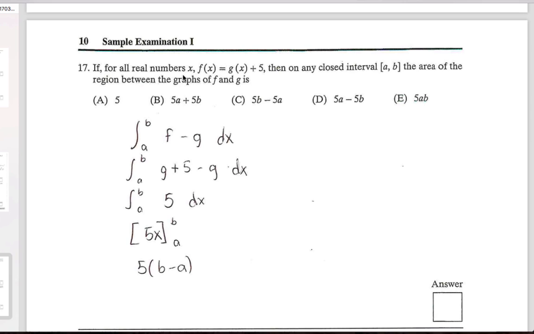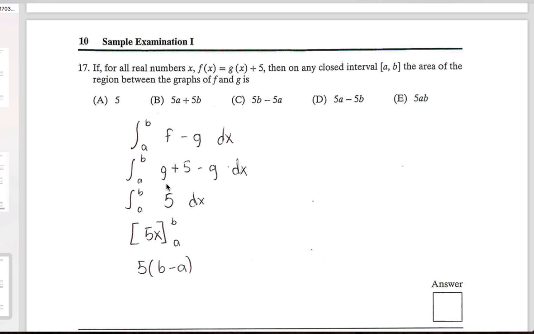Number 17, they give you this f of x curve is g of x plus 5, and they say find the area between f and g. Now, you know you have to do top curve minus bottom curve. If you know that f is g plus 5, obviously the f is on top. The f is actually 5 units on top of the g curve, isn't it? And so we're going to be doing top curve minus bottom curve, f minus g.